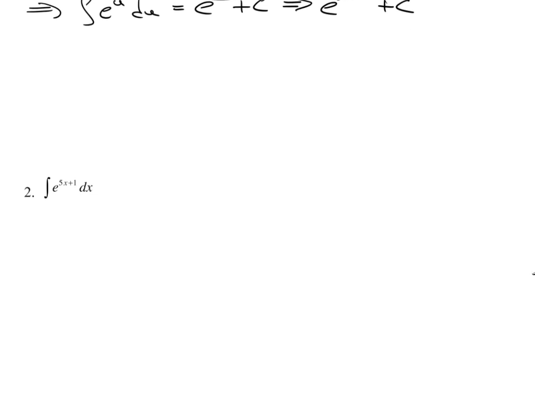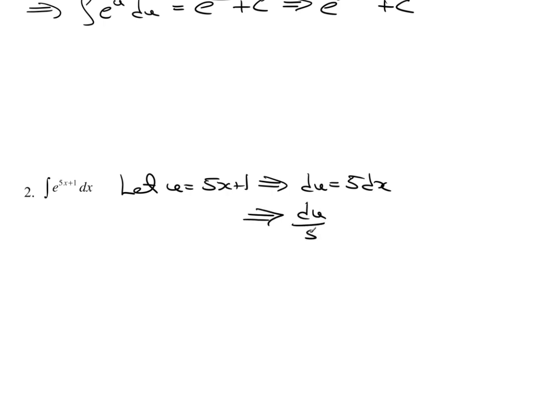Let's take a look at another example here. Here I have e to the 5x plus 1. What I really need is a 5 out here, but I don't have it. But that's okay. I'm just going to go about it like I normally would with the u substitution. So if I let u equal 5x plus 1, that means that du equals 5 dx. Well, I don't have a 5 dx, but I have a dx. So that means that du over 5 is equal to dx. That's what I have sitting here.